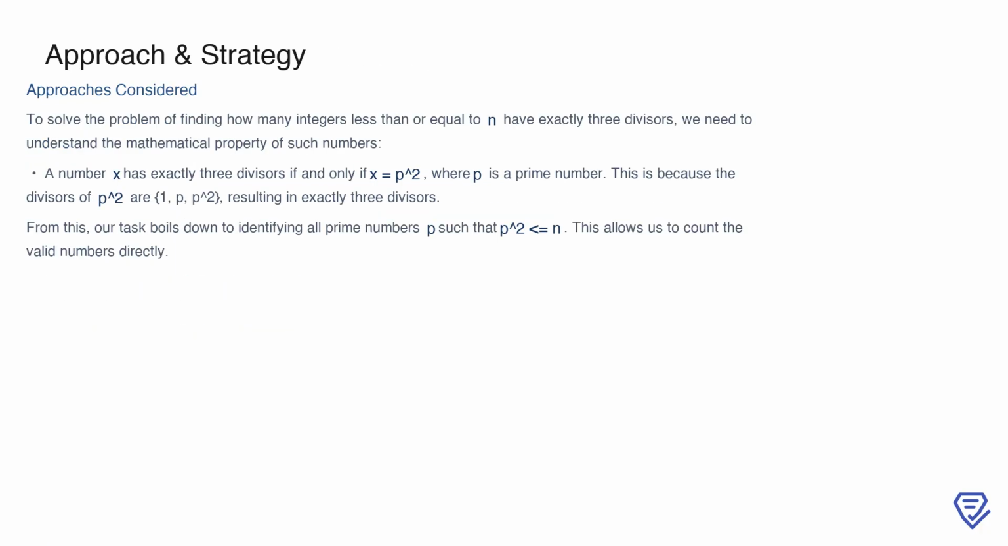To solve this problem, we need to identify how many integers less than or equal to n have exactly 3 divisors. The key mathematical insight is that a number x has exactly 3 divisors if and only if it can be expressed as p squared, where p is a prime number. This is because the divisors of p squared are exactly 1, p, and p squared, which gives us 3 divisors. So, our goal simplifies to finding all prime numbers p such that p squared is less than or equal to n. Once we have this list of primes, we can directly count how many of their squares satisfy this condition.